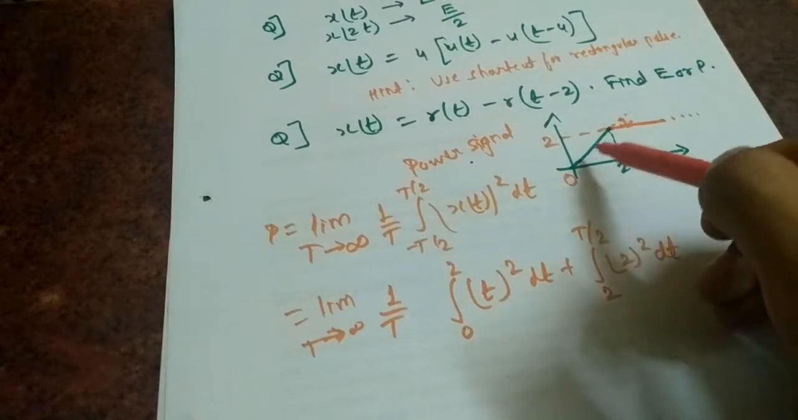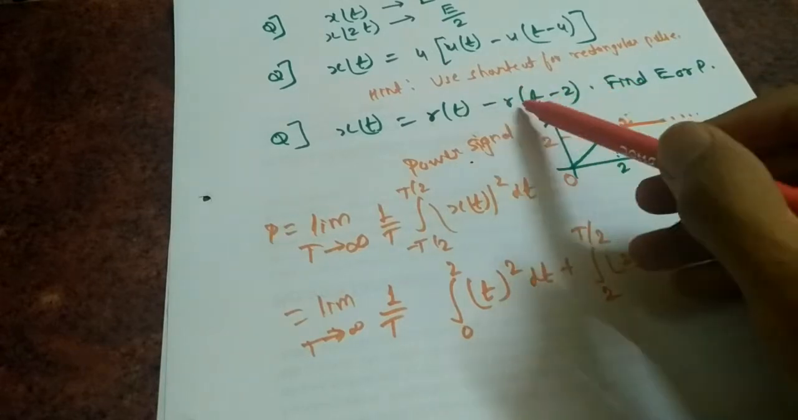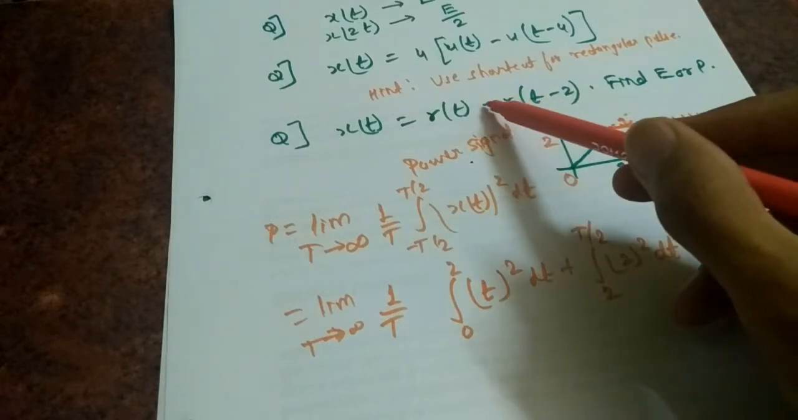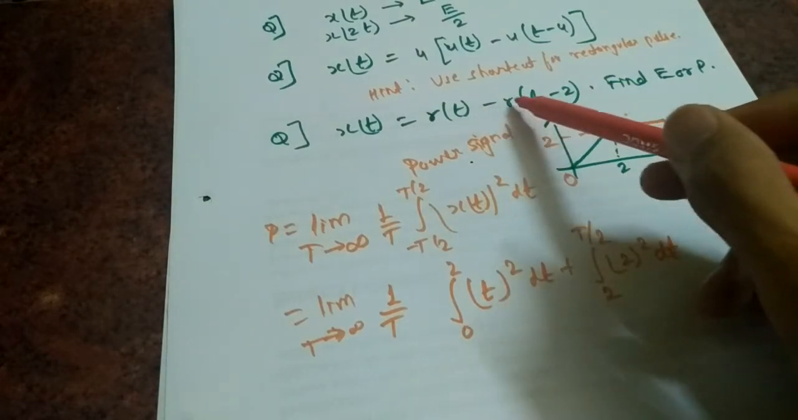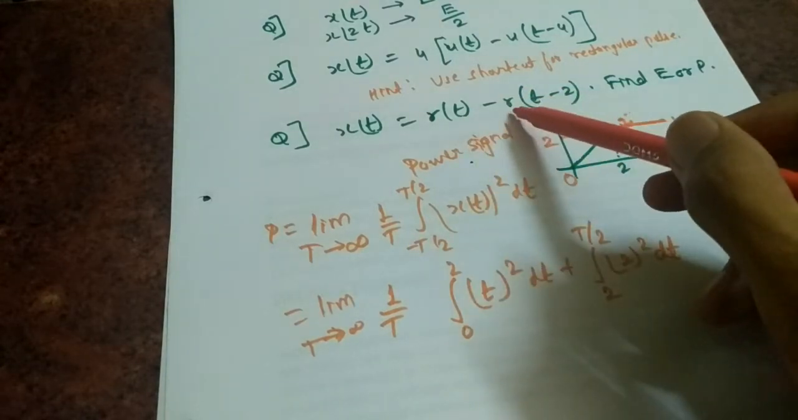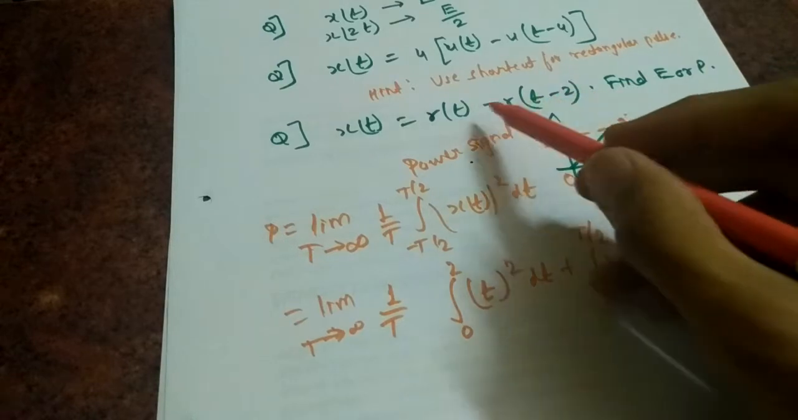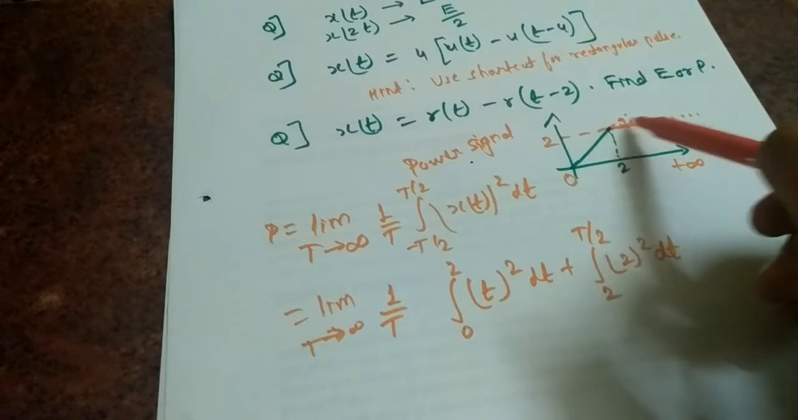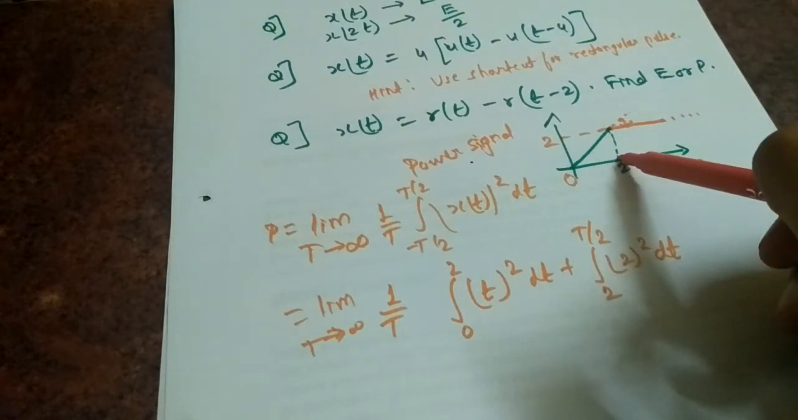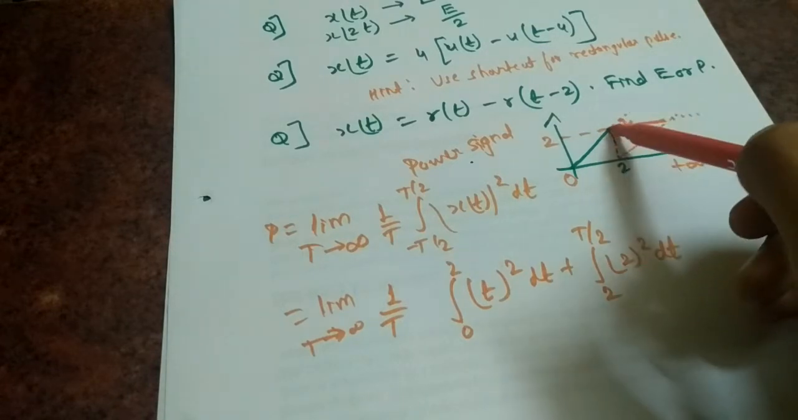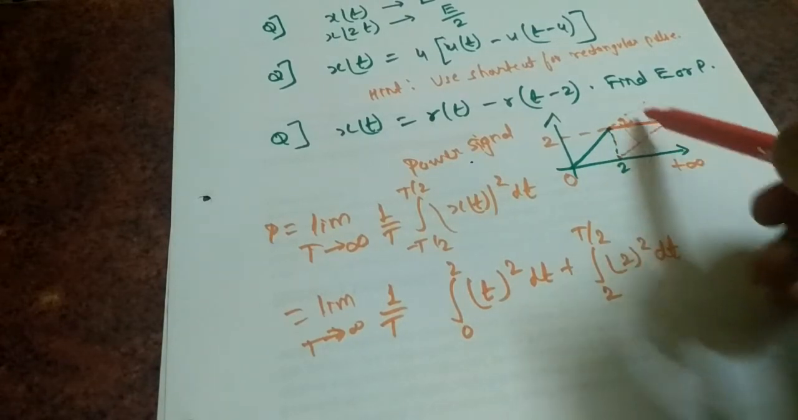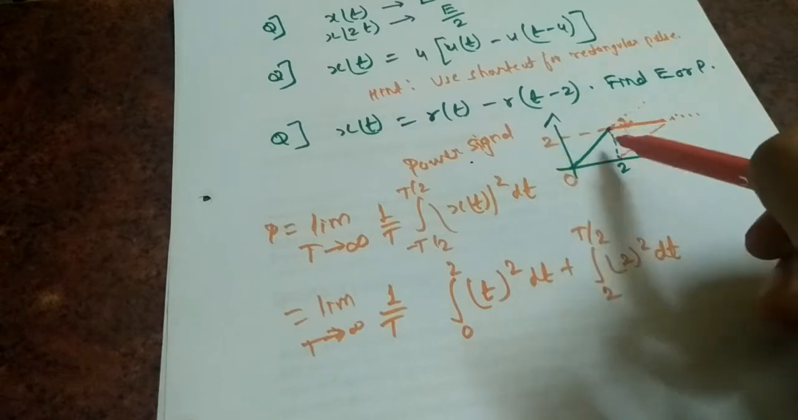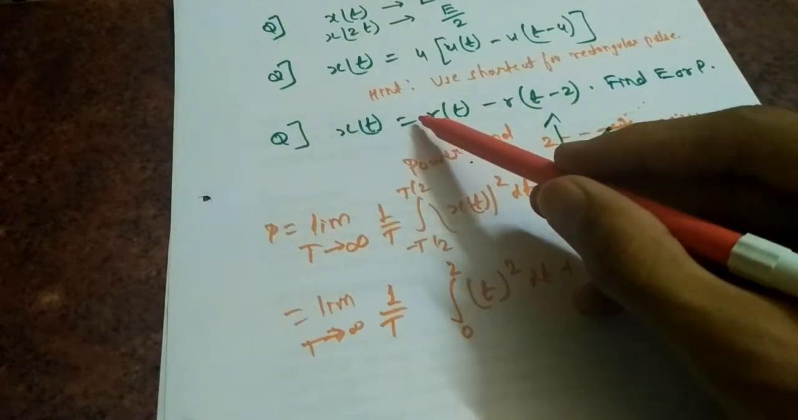Let me explain once again. This is r(t). It is going to infinite extent, but at t equals 2 we are having one more signal which is being subtracted, r(t minus 2), which starts from here and goes like this. So if we subtract both of these, then we have one constant value.